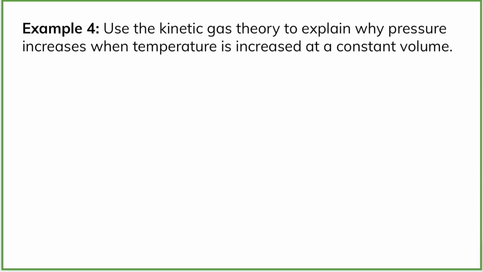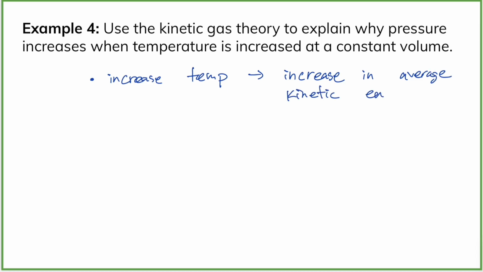Okay, we want to use the kinetic gas theory to explain why pressure increases when temperature is increased at a constant volume. So I'm going to go through this. I'm going to write it in bullet points this time instead of full sentences, but just so we can get the main ideas there. So an increase in temperature leads to an increase in the average kinetic energy. And since the molecules aren't gaining mass, the only thing they could possibly gain is speed, because kinetic energy is 1/2 mv squared. So the molecules are moving faster.